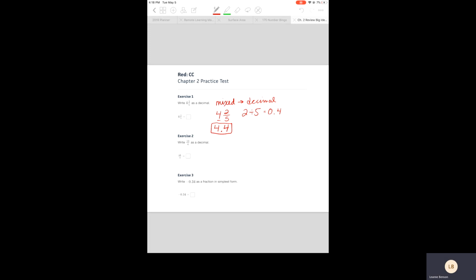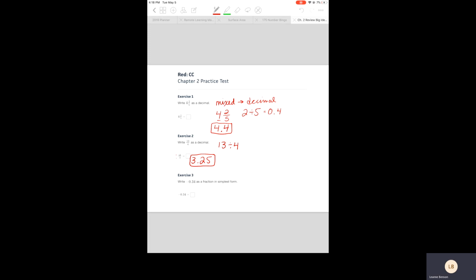Okay, for number 2, same kind of idea. We're getting it into decimal, but this one's already in an improper fraction, so I would just have to do 13 divided by 4, which would give me an answer of 3.25. Again, the answer is bigger than 1 because the top is bigger than the bottom.